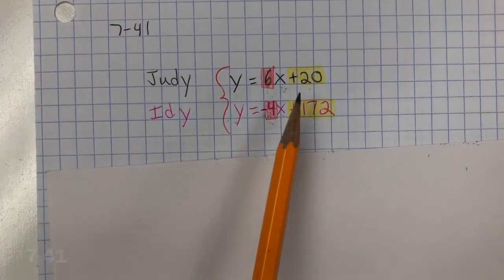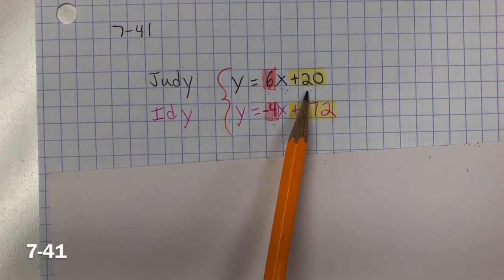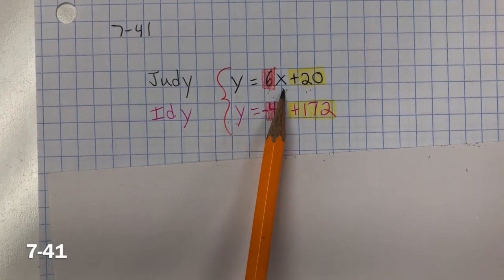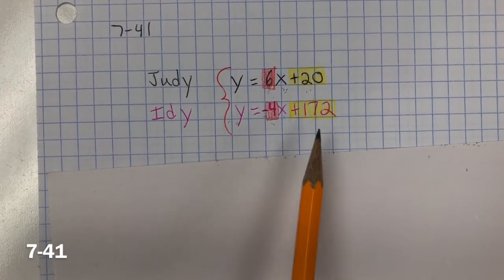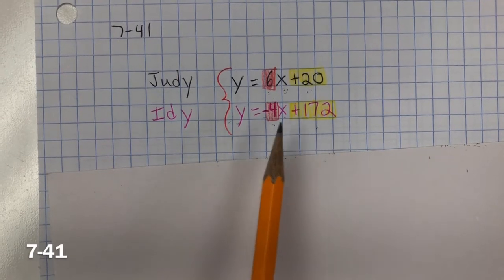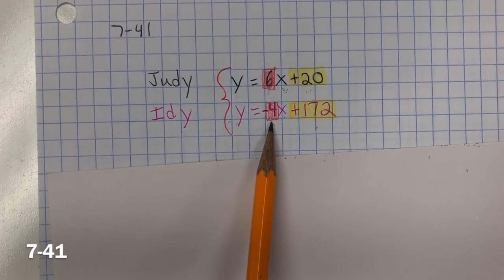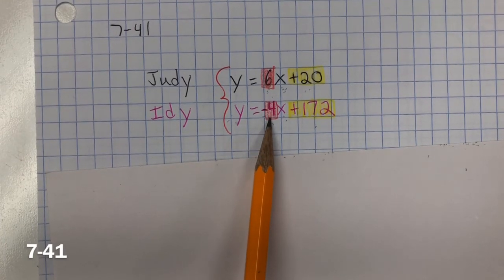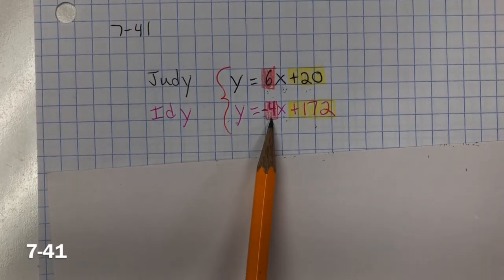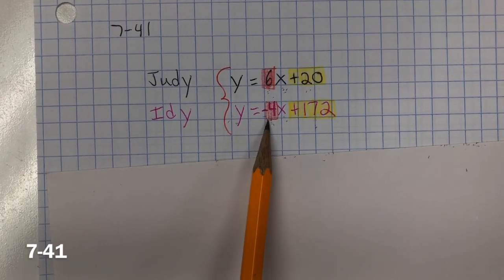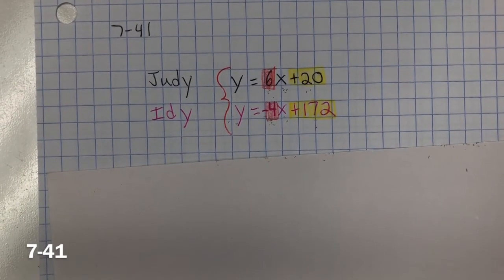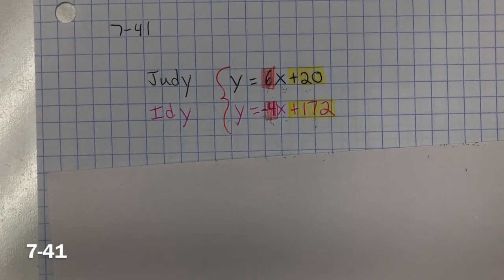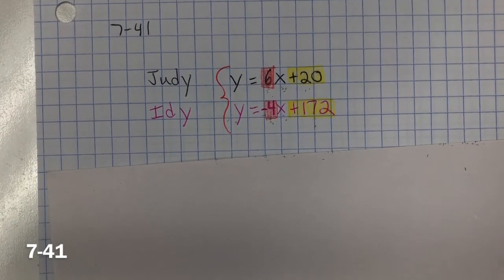741. Judy has $20. That's what she's starting with, and is saving $6 per week. Ida has $172, but she's spending $4 per week. So it's very important that when you see spending, that means she's taking away from what she has. So it's a negative 4x. Now you have to find out in how many weeks will each have the same amount of money.